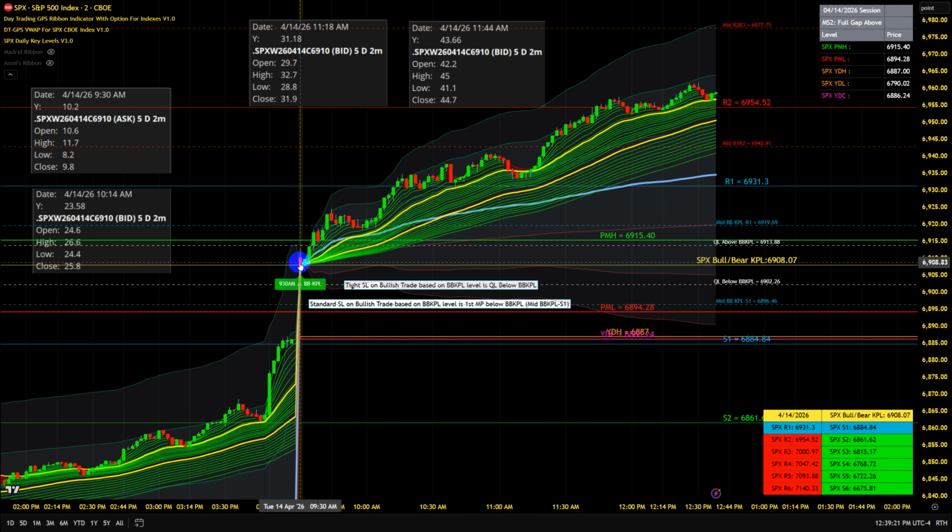So here, in this 9:30 a.m. candle close, the tight stop loss is going to be this level here. Standard stop loss is going to be this level here. As you can see, in either case, neither one was close to being breached.